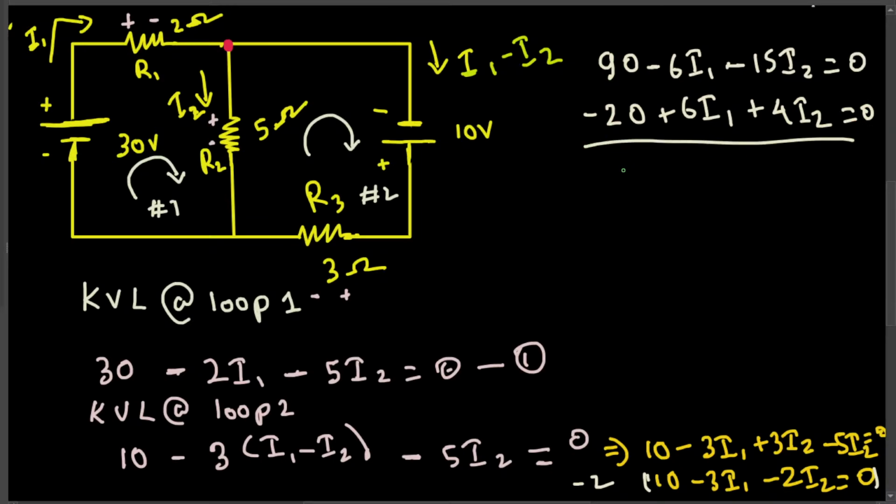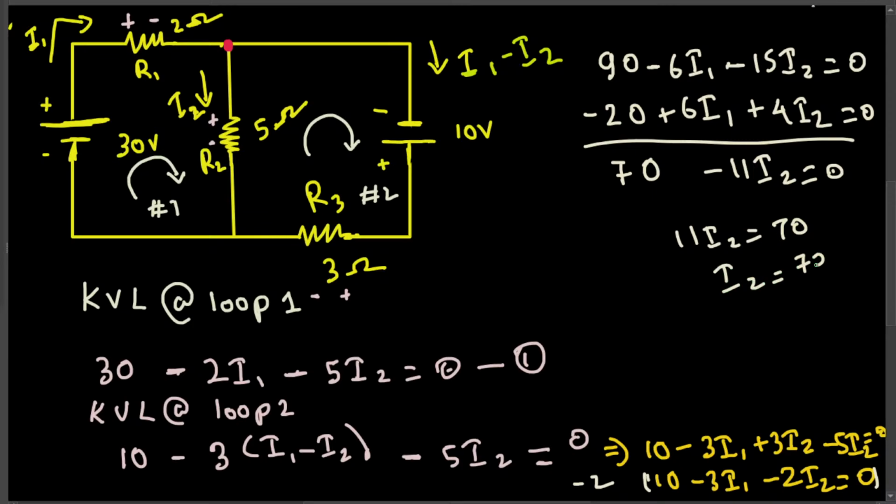90 minus 20, that is 70, and then 6 I1 cancels each other, so this is eliminated. And here we have negative 15 I2 plus 4 I2, that is negative 11 I2. Okay, that's equal to 0. Therefore 11 I2 is equal to 70. Therefore I2 is going to be equal to 70 divided by 11. Let's calculate that.